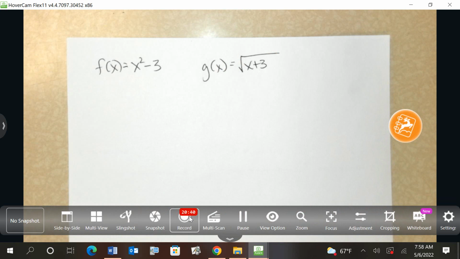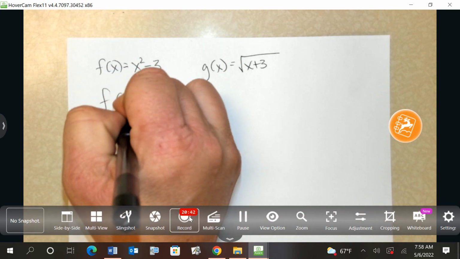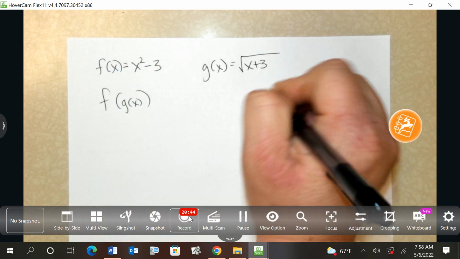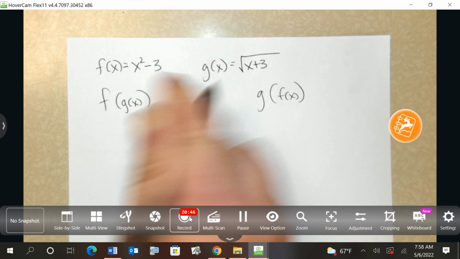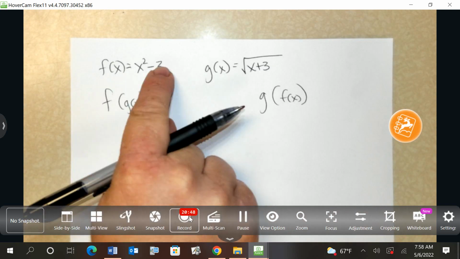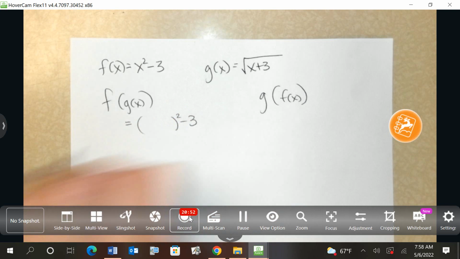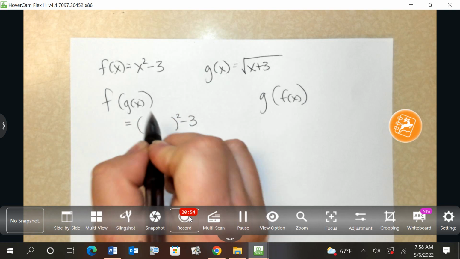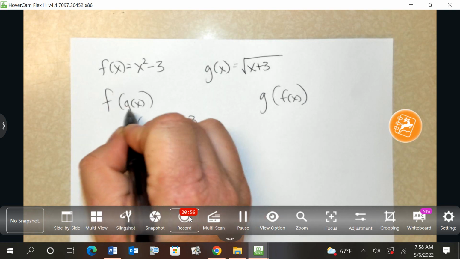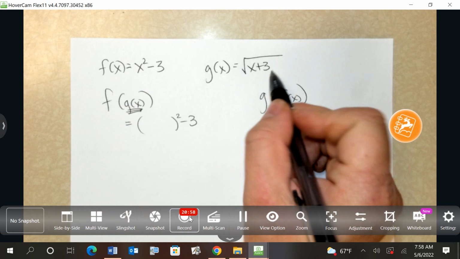How do we do composition of functions? We do have to show it both ways. What does this mean? It means write down what f is. Wherever you see an x, stop and leave a parenthesis. Now, inside that parenthesis where you saw an x, you're going to place what g of x is equal to.